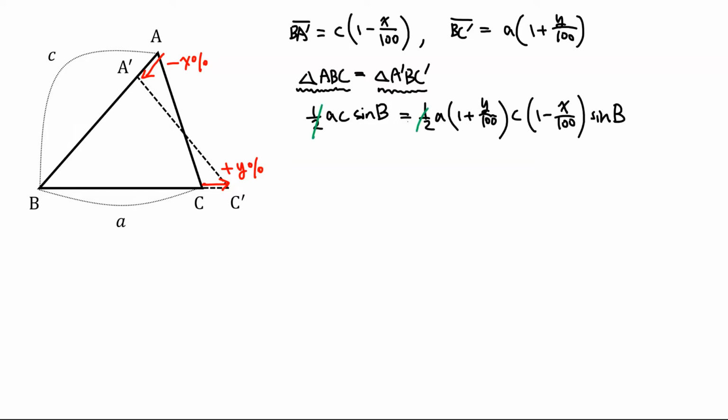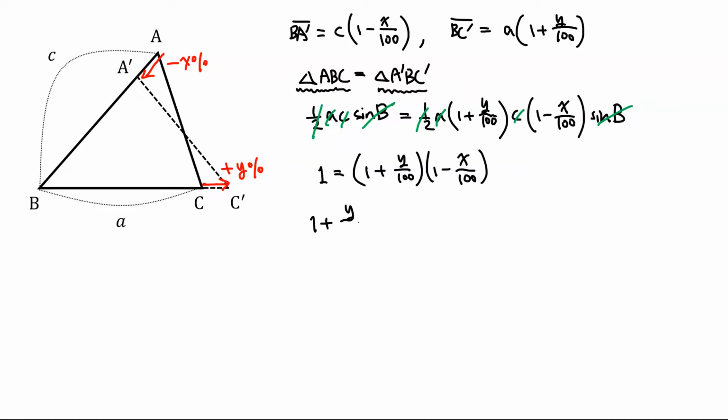Okay, so the 1/2 cancels out, and a cancels out, c cancels out, and also sine B cancels out. So basically we have 1 on the left-hand side equals (1 plus Y over 100) times (1 minus X over 100). Now all we have to do is to simply solve for Y, so let's do that.